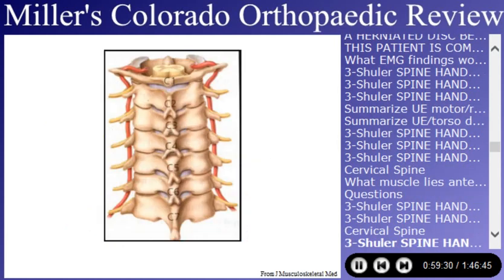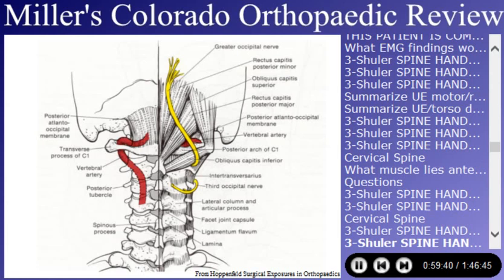Shown here, it traverses C6 through C1. Its relationship up here is particularly important, which we'll highlight on a test question. Right here is the greater occipital nerve. We'll highlight a test question on that.